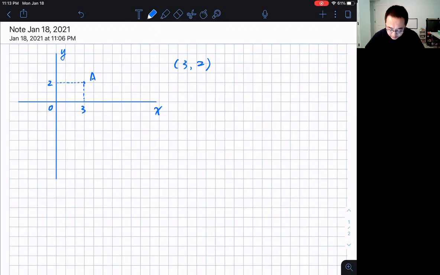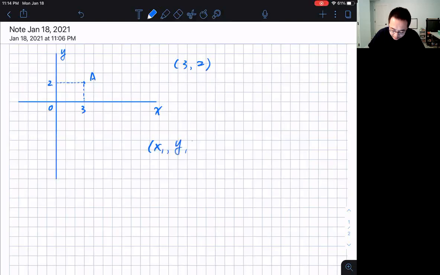Another thing with this point A is that we always represent the horizontal number first. So 3, or whatever the first number in your parentheses is, is always the value on the x axis, the horizontal axis. And then the second number is your value on your vertical or y axis, okay?